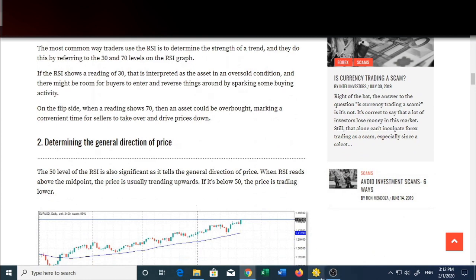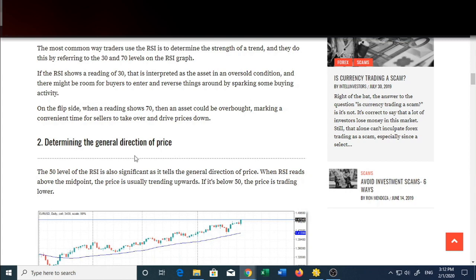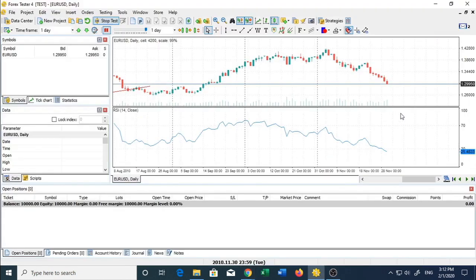Now, the first purpose of the RSI is to identify the strength of a trend. Okay, now the RSI has two standard levels, the 70 and the 30. So what these levels tell a trader is the oversold and the overbought regions.